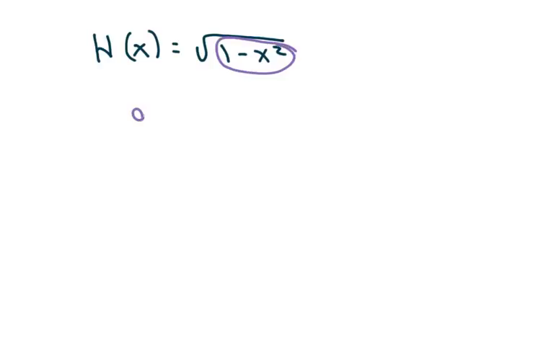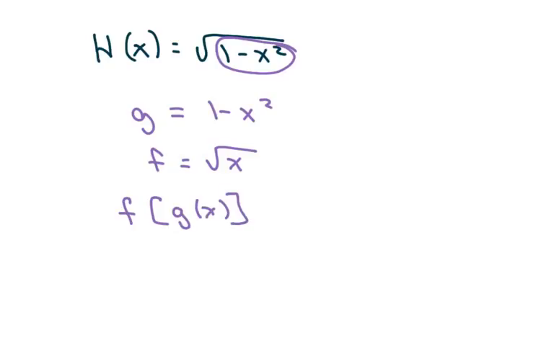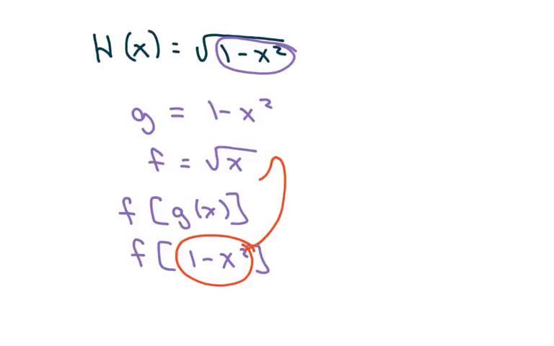Next one, we have h of x equals the square root of 1 minus x squared. So your inner function is going to be g. So g equals 1 minus x squared, and f equals the square root of x. So again, when you compose these two, we're going to put g inside, and you just input this into your x here, so you get the square root of 1 minus x squared, which equals your h. Okay, we have two more.